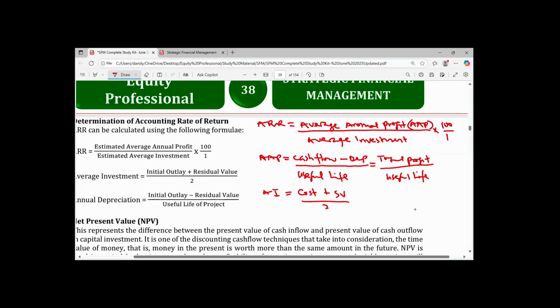All right. Again, to get your depreciation. So you then say depreciation is the cost of the project minus scrap value, then divided by the useful life of the project. So that will give you annual depreciation. So your first working will be the annual depreciation, followed by the average annual profit, then average investment. Once you are done with all those workings, then you can proceed to calculating the accounting rate of return. It is very straightforward, very straightforward.